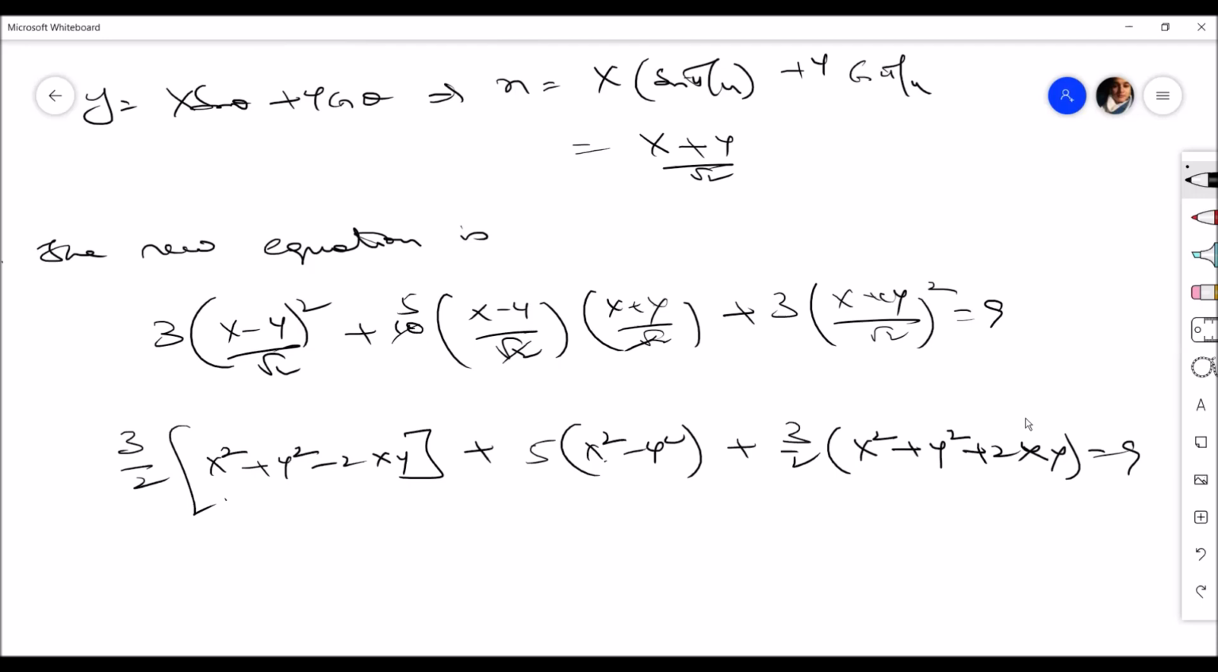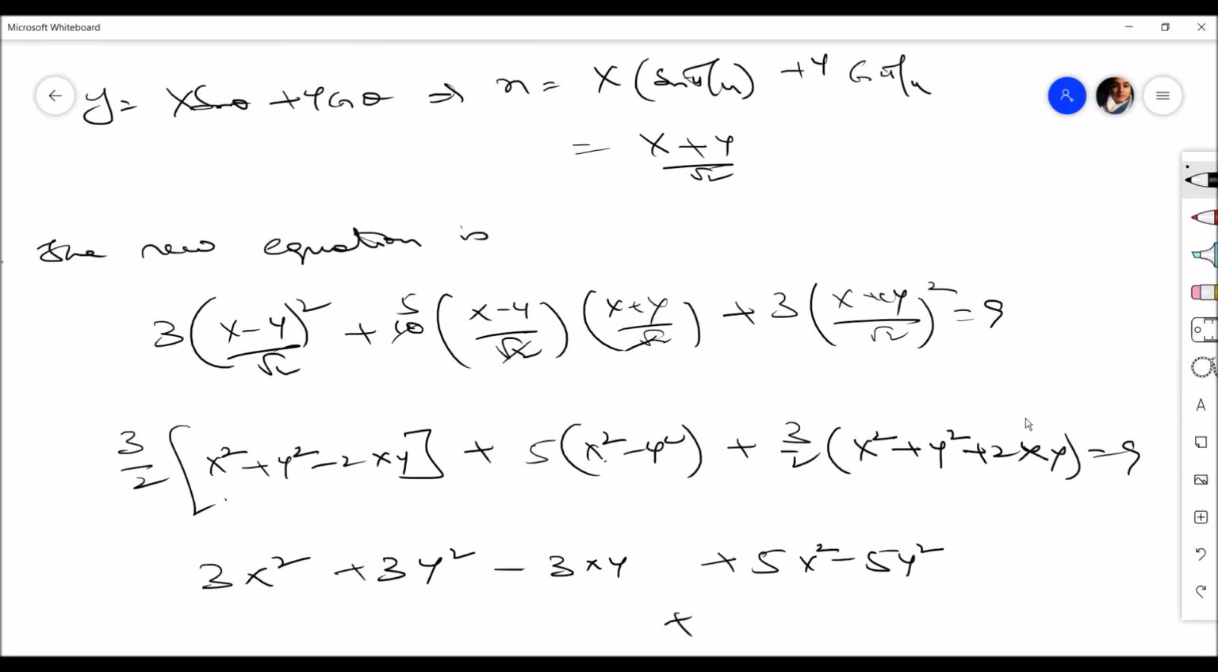Okay. Now, 3 by 2x square plus 3 by 2x square is nothing but 3x square. Similarly, 3 by 2y square plus 3 by 2y square is nothing but 3y square. Then here you have 3 by 2 into 2xy. That will be minus 3xy plus 5 into x square minus y square plus the leftover terms.